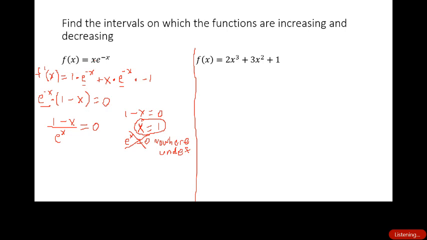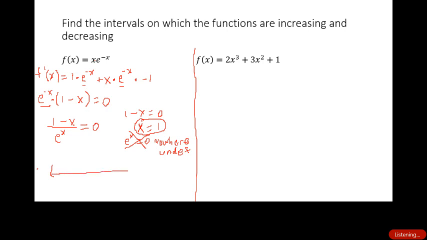And since x equals 1 is the only point where the derivative equals 0, what that also means is that everywhere else, the derivative is either going to be positive or the derivative is going to be negative. It's either going to be one or the other, and x equals 1 is the only point where it equals 0. So here's what I'm going to do.